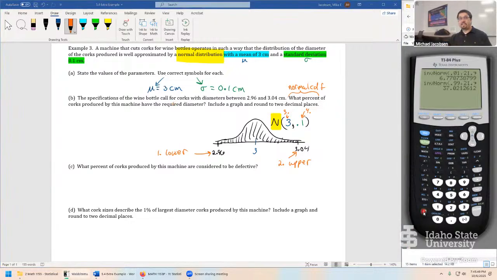Okay, so fire up the calculator, hit second vars. I must have missed. Try again. Second vars. There we go. That looks a little bit more normal. Either scroll down and hit enter, or just press the number 2 and it'll take you directly where you need to go. Lower is 2.96. Upper is 3.04. Don't forget to update the mean to 3, standard deviation to 0.1. And our calculators should look about like this for this operation.